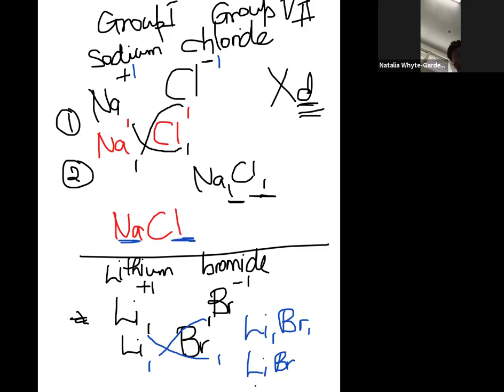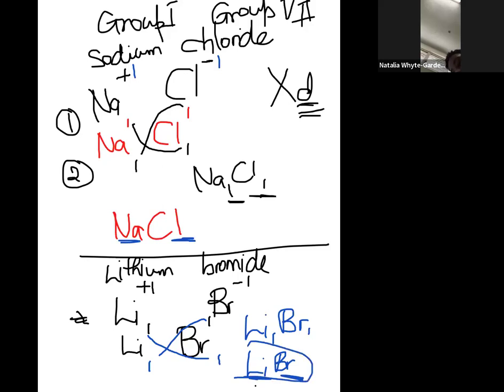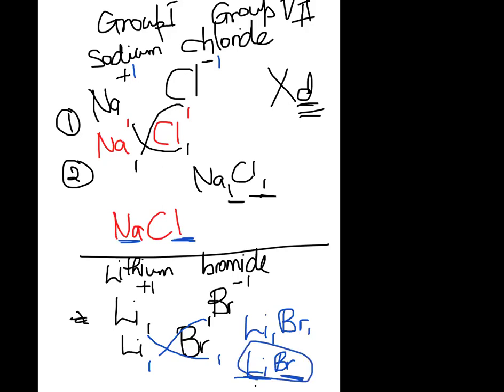Both of them are in group 1. When group 1 reacts with group 7, it's one of each. So LiBr. That's the formula of lithium bromide. That's clear?